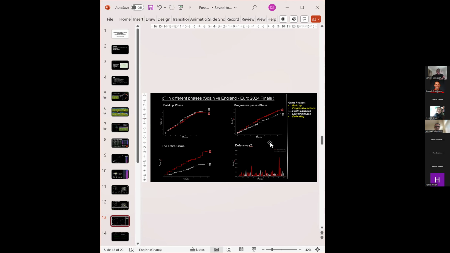And on progressive passes, Spain was totally dominant, exploiting the loopholes in the England defense with all those good passes.